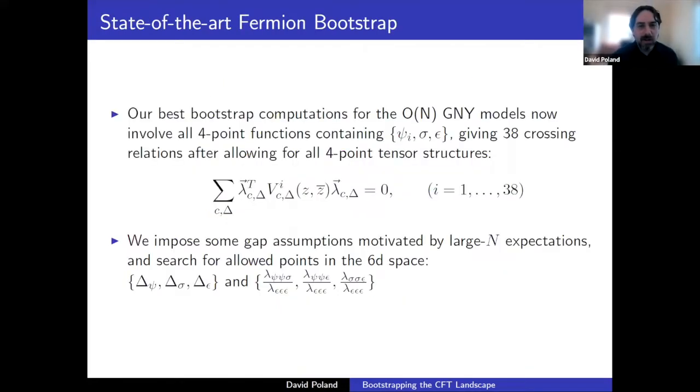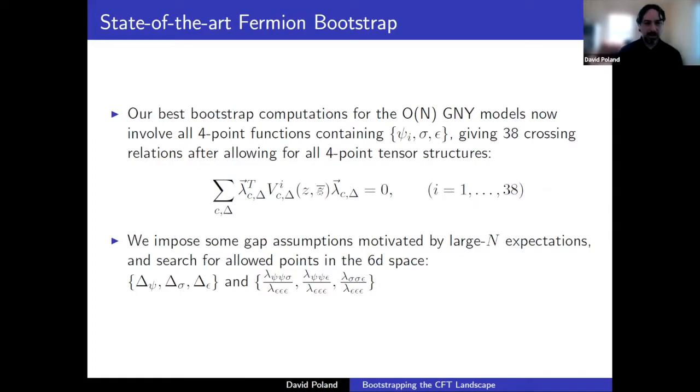Okay, so that's been motivating us to extend these fermion bootstrap calculations to a bigger system of correlators, and see if we can get more rigorous islands for these GNY models. What we've been doing over the last couple of years is looking at the bootstrap system involving all 4-point functions containing the fermion psi, the pseudoscalar sigma, and the scalar epsilon. This leads to a big system of 38 crossing relations.